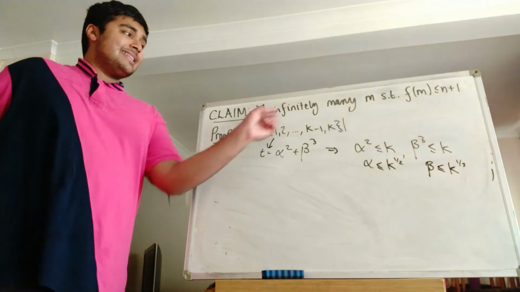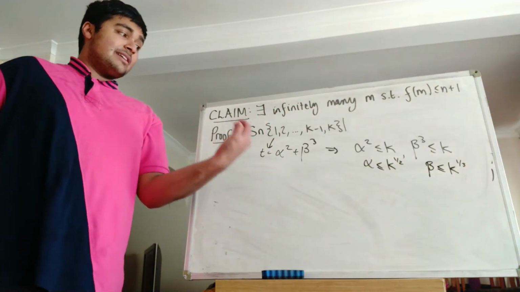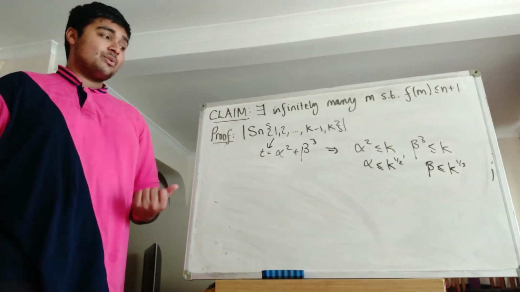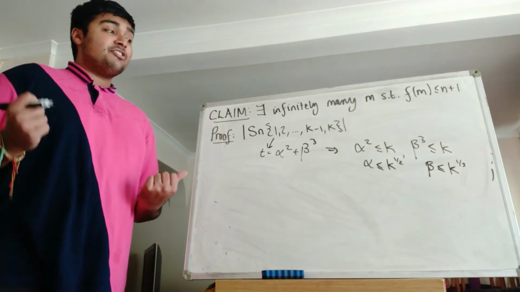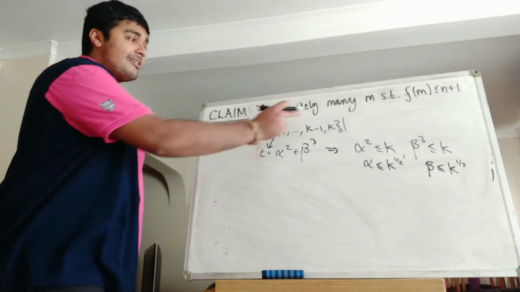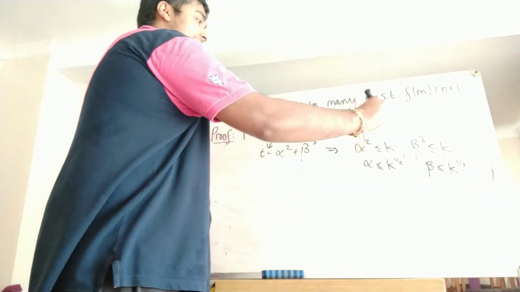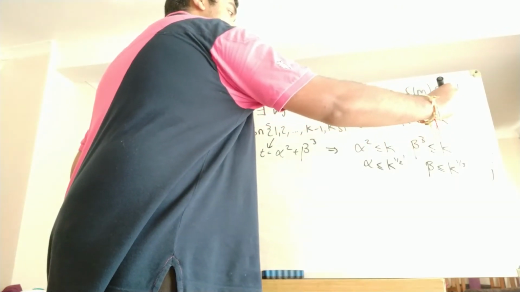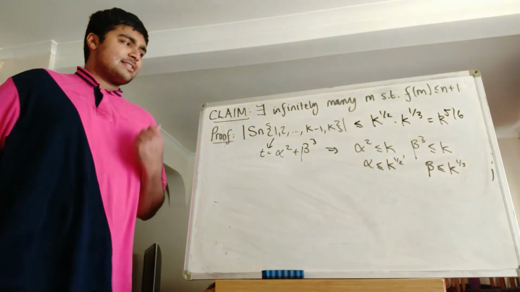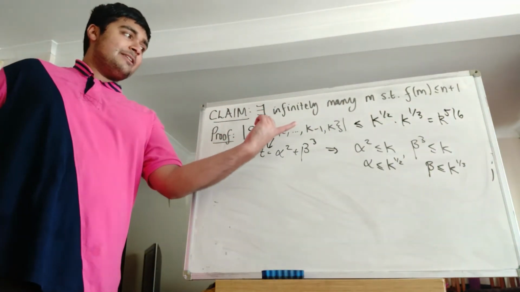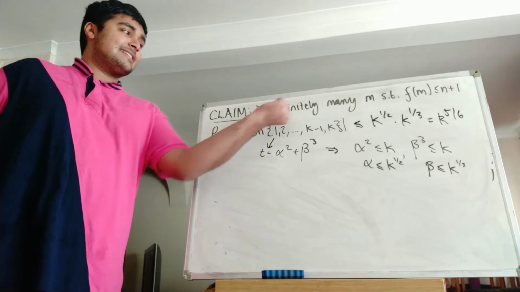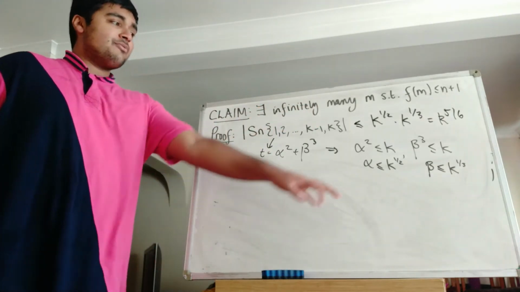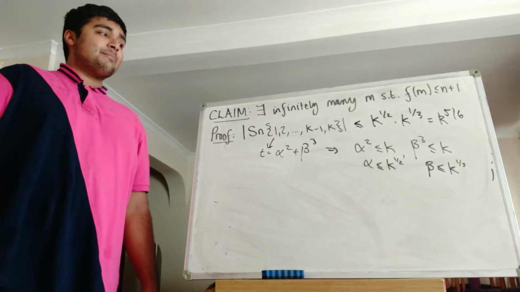So any element in this set here, we know we can write as a sum of a square and a cube, but there are only at most k to the half choices for alpha, and k to the third choices for beta. So that means the cardinality of this set here is at most k to the half times k to the third, which of course is k to the 5 over 6. Okay, so let's just quickly go over that. We've shown that if we take any element in this intersecting set, then it can be written in the form alpha squared plus beta cubed, but alpha is at most k to the half and beta is at most k to the third.